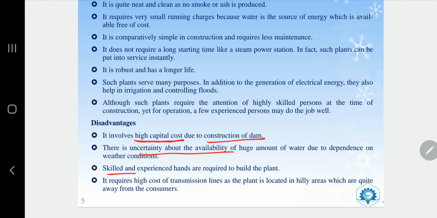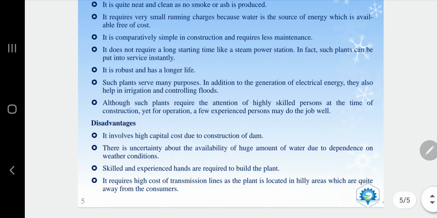Then next comes skilled and experienced hands during the building of the plant. So during the construction, they need skilled labor. So that is the next disadvantage. And the last one is the high cost of the transmission lines. Why? Because the dams are normally constructed in a hilly area. So the transmission lines have to be carried from the hilly areas towards the consumers. So that is another disadvantage. So these are the different disadvantages the hydroelectric power plant has.